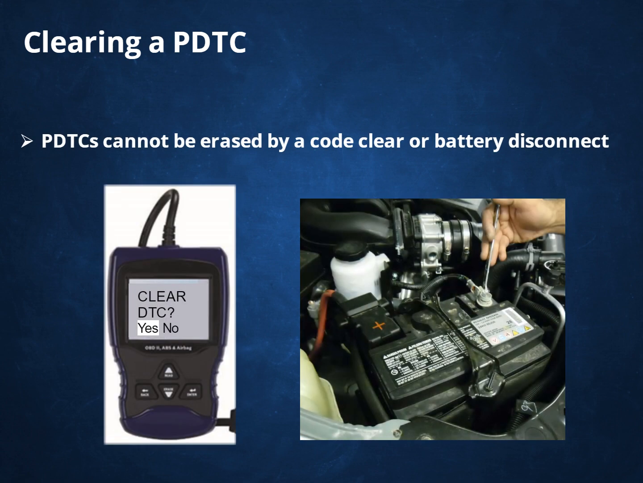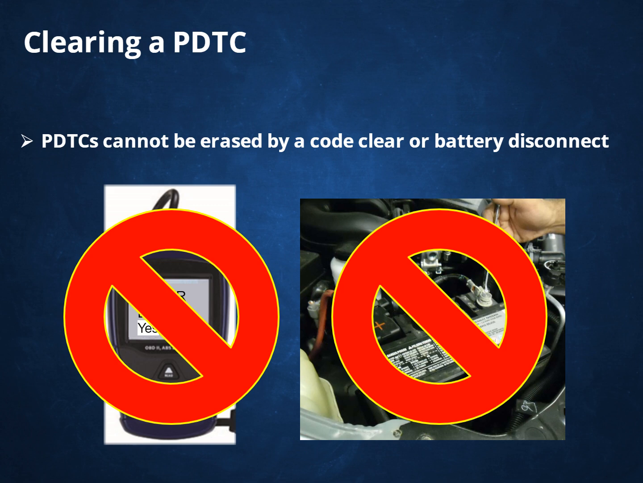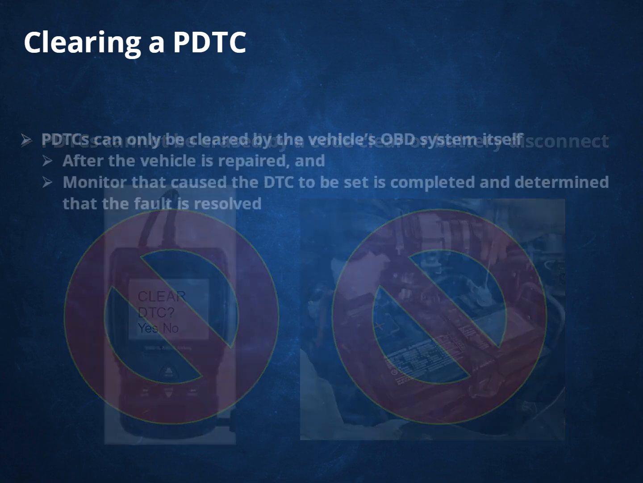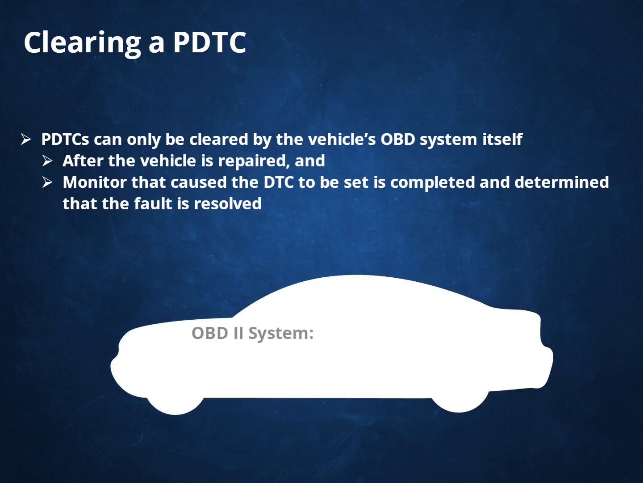Since permanent DTCs cannot be erased by a vehicle code scanner or a battery disconnect, how can the PDTC be cleared after the fault that caused the PDTC to be set is corrected? The answer is that the vehicle's OBD2 system must run and complete the monitor that caused the PDTC to be set, and the system determines the fault is resolved.